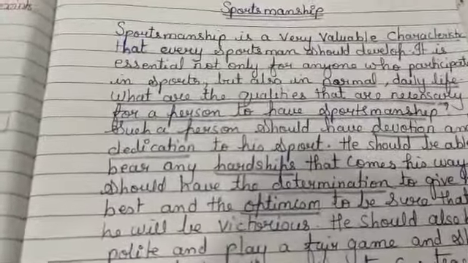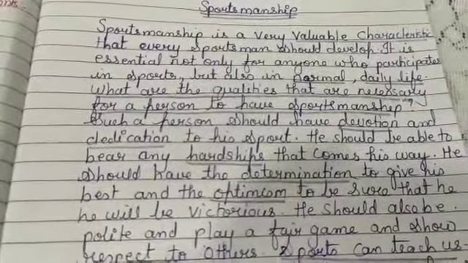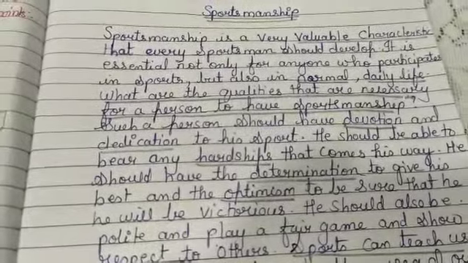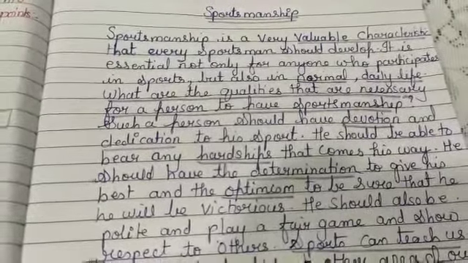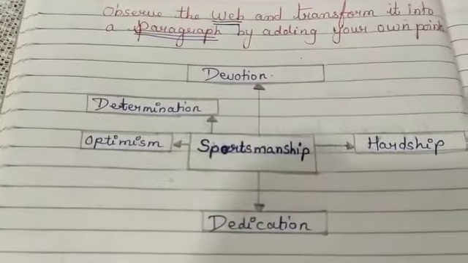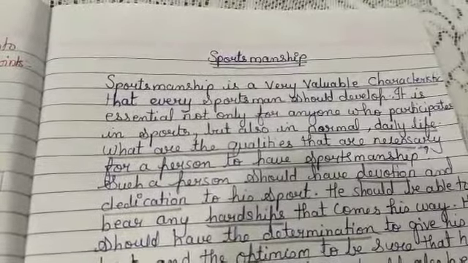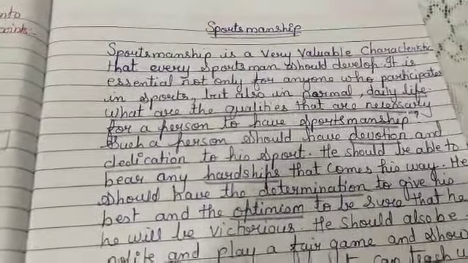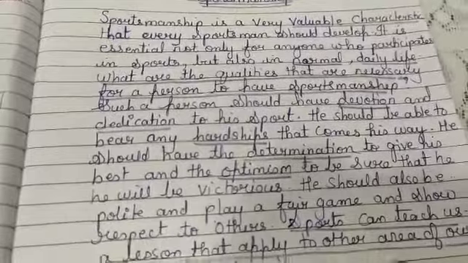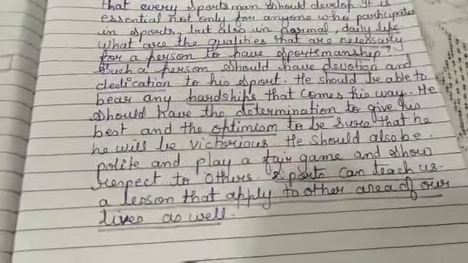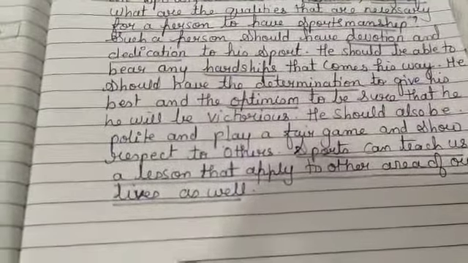Children, can you see I have highlighted some words, the words which are already mentioned in my web, like devotion, dedication, hardships, determination, optimism. All these points I have covered, children. I gave an introduction, wrote something on my own on sportsmanship, then I added the points, covered all the points that are mentioned in the web diagram, and then I went with the conclusion of it.